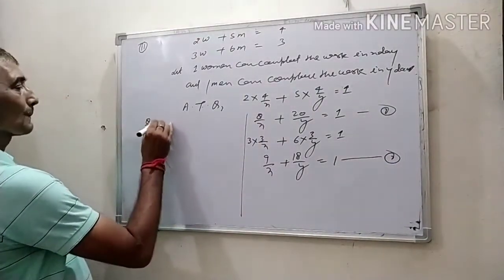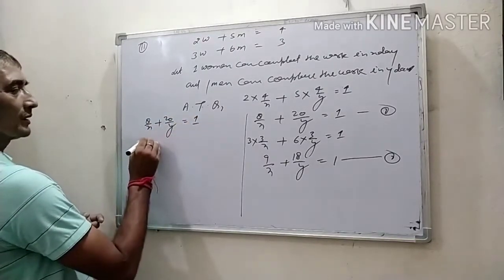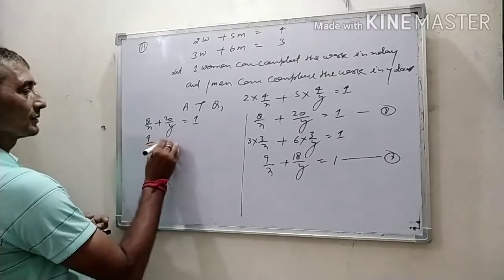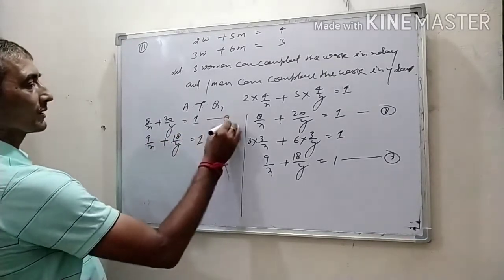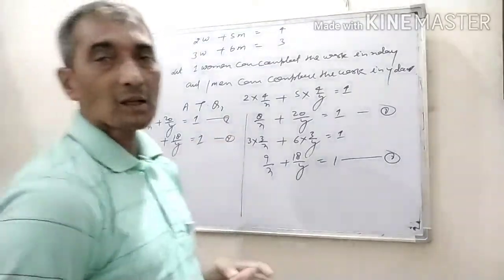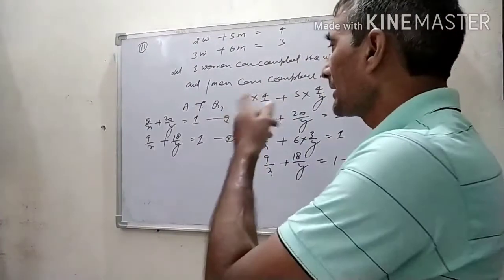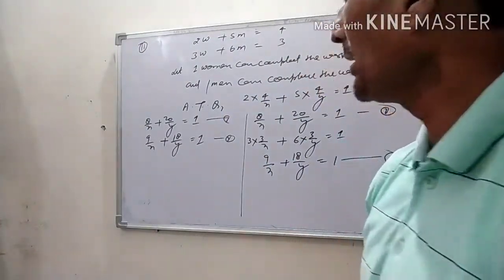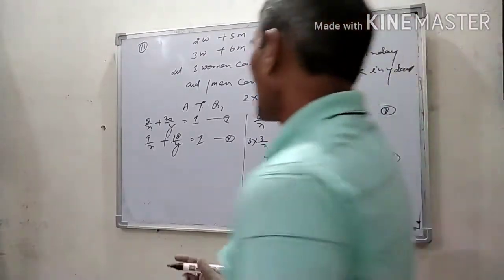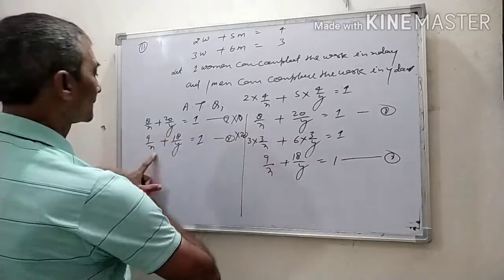8 by X plus 20 upon Y equal to 1, and 9 by X plus 18 upon Y equal to 1. First and second equations: I want to eliminate Y. If you want to eliminate Y, then take the LCM of 20 and 18. Multiply 18 by this and 20 by this.